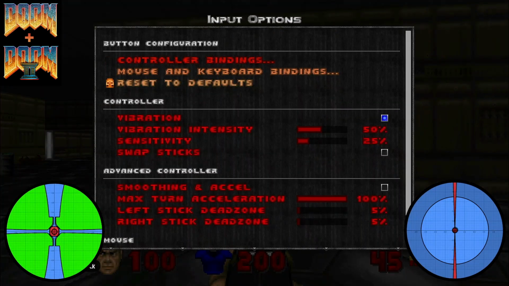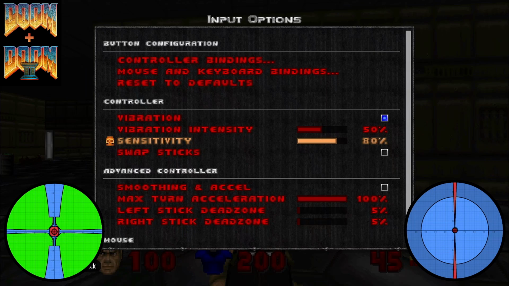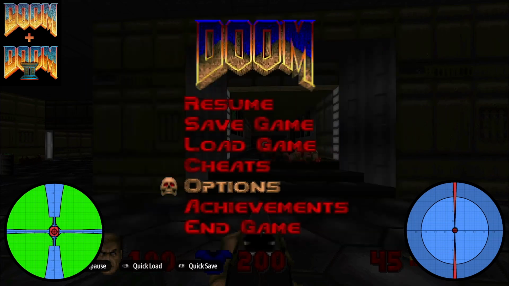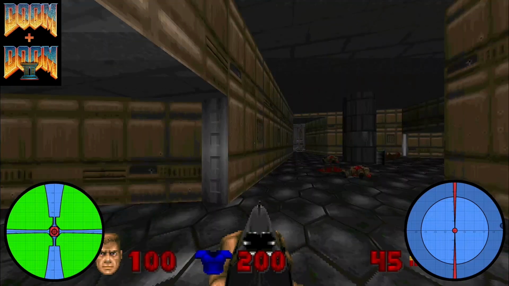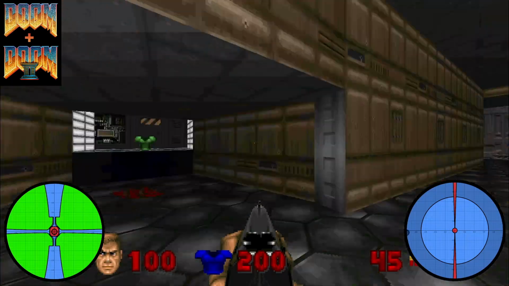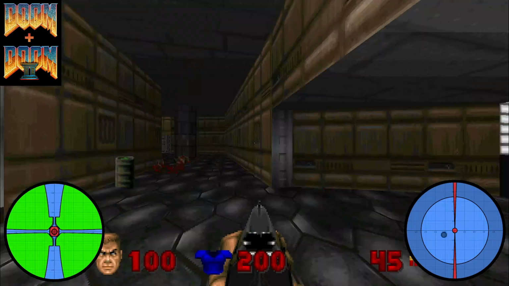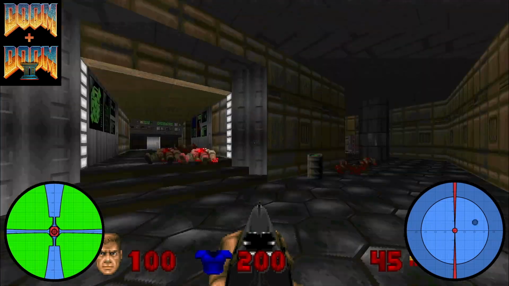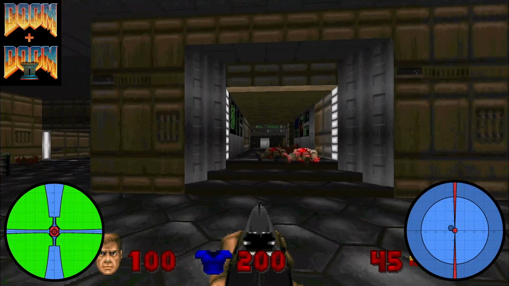At its maximum, we have about 790 degrees per second. So this is nearly double what the previous Unity and PC BFG ports had.